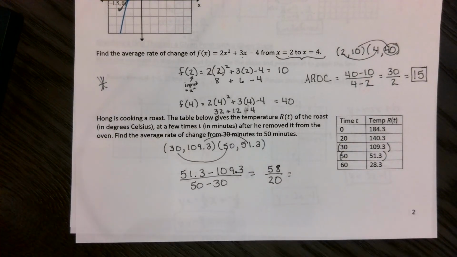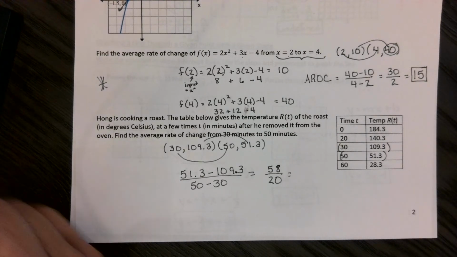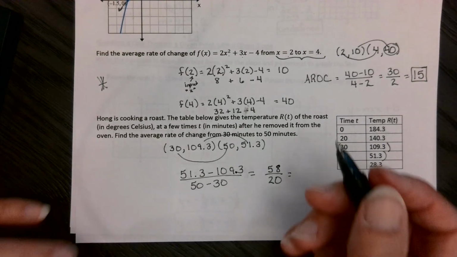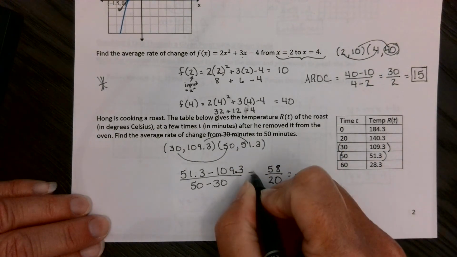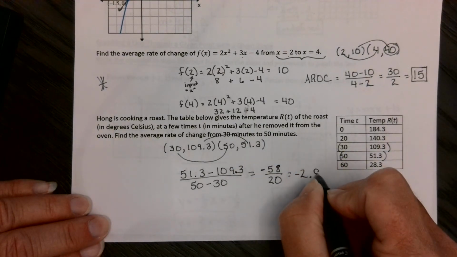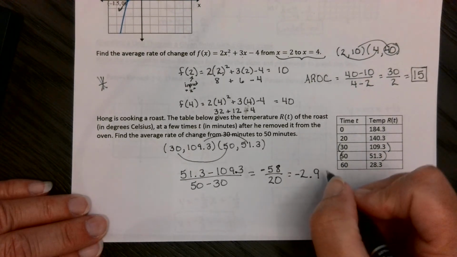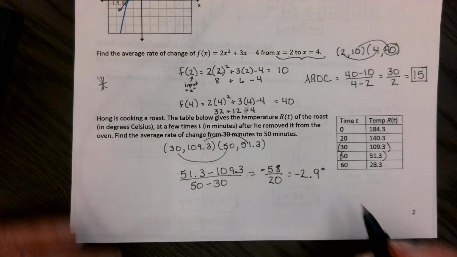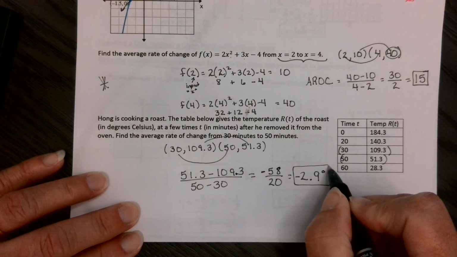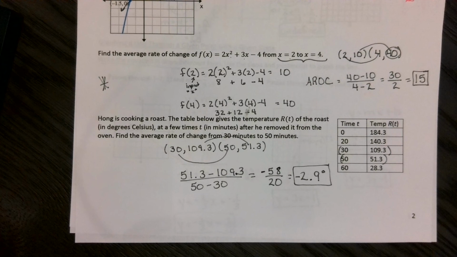The only thing here is this is a word problem, and a fraction doesn't make sense to us, so we have to actually change it to a decimal. And we're going to get negative 2.9 degrees. What that means is it drops 2.9 degrees every minute. That's what the average rate of change is. It's dropping that. Anyway, there's homework 8.